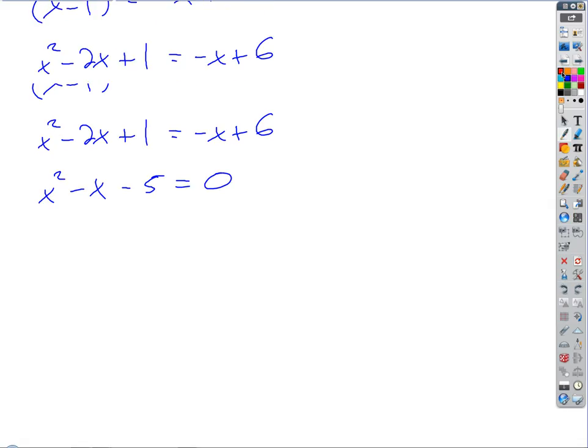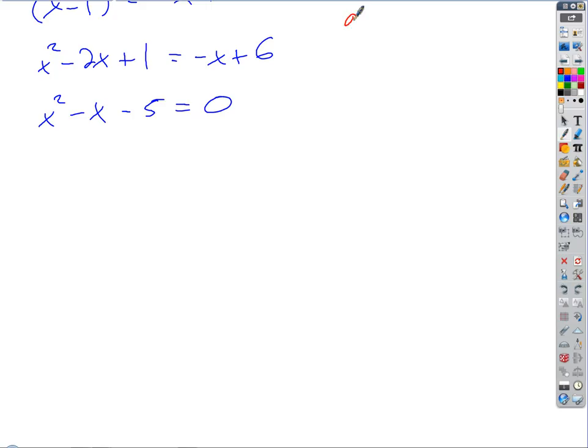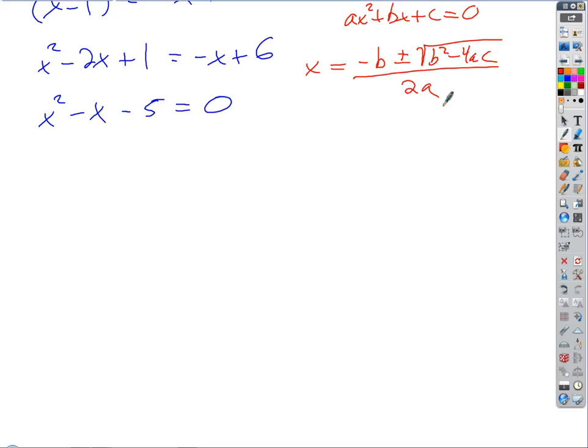So real quick, if we start off with the quadratic equation in standard form, what does the quadratic formula tell us? x equals, it's not very musical, negative b plus or minus the square root of b squared minus 4ac, all over 2a. Okay, so what's A? What's B? Negative 1, good. What's C? Negative 5. Plug and chug, right?